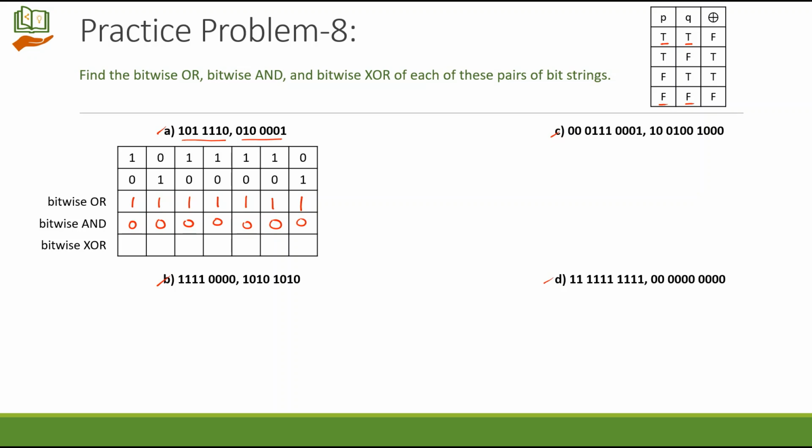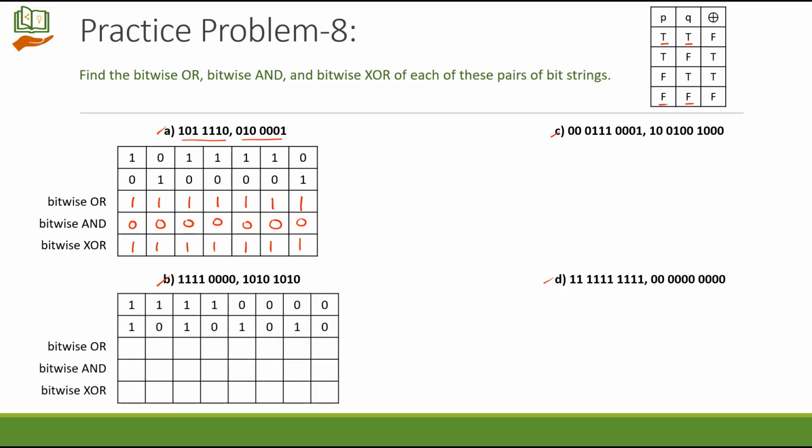Now let's get into XOR. Do you have same values like 1 and 1 or 0 and 0 anywhere? Nowhere you have such combination. So everything is going to have 1 here. So both the inclusive OR and exclusive OR operation is giving 1 here.